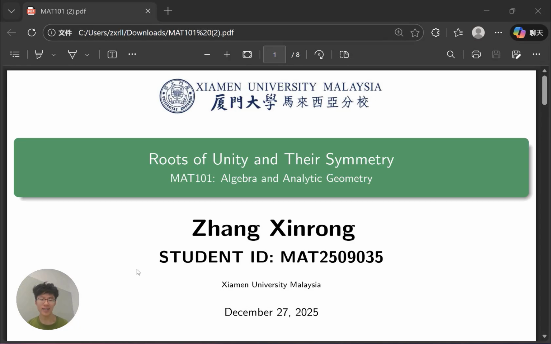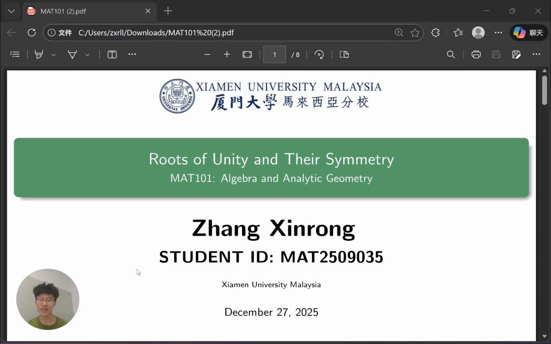Today, I'm excited to present my project for our Algebra and Analytic Geometry course. The topic I have chosen is Roots of Unity and Layer Symmetry. Why did I choose this topic? Because in mathematics, we often see algebra and geometry as separate fields. However, the roots of unity are the perfect bridge that connects them.